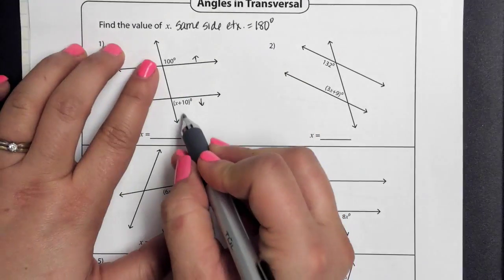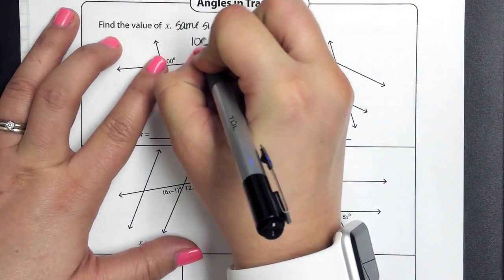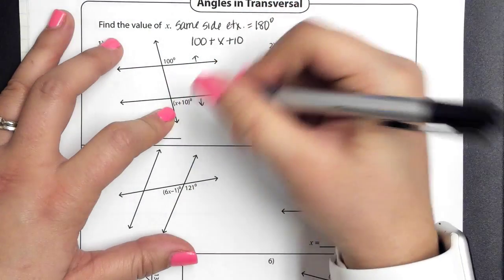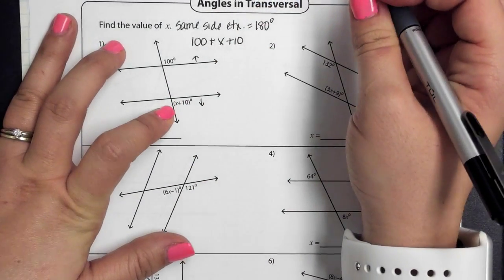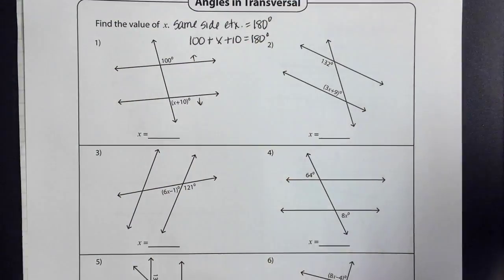So the way I can set up this equation is 100 plus x plus 10. The parentheses are unnecessary. If you want to add them, you can, but you do not need to. Needs to equal 180 degrees.